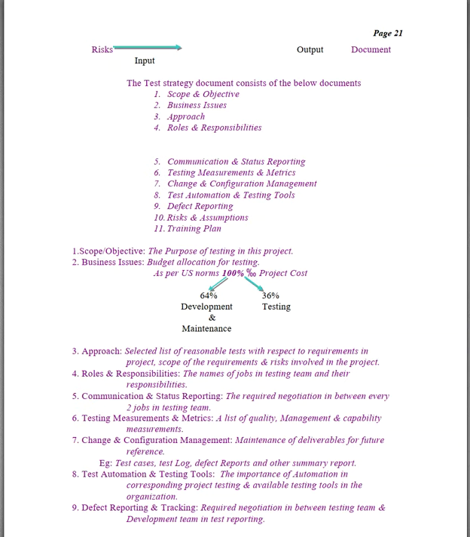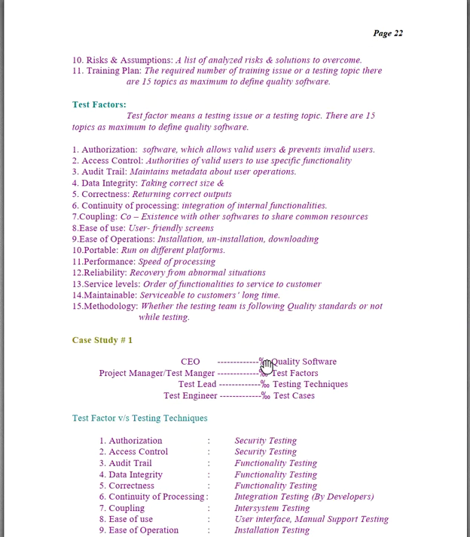So actually, it's like what is the purpose of testing in this project? And so we selected a list of reasonable tests. So what are the risks and responsibilities, and the negotiation between the jobs in the testing team. Then maintenance of the deliverable for future reference, which are the test automation tools that we are going to use, and how we are going to handle the defects and all those things.